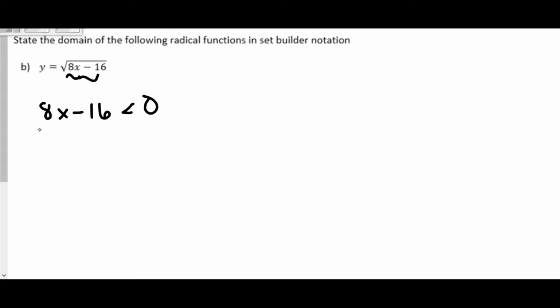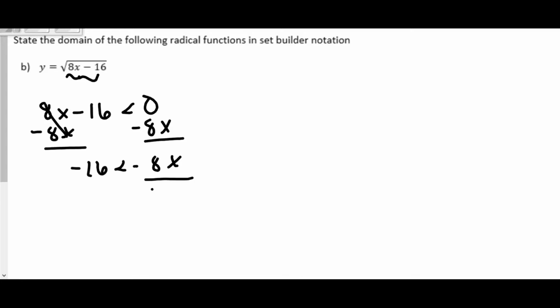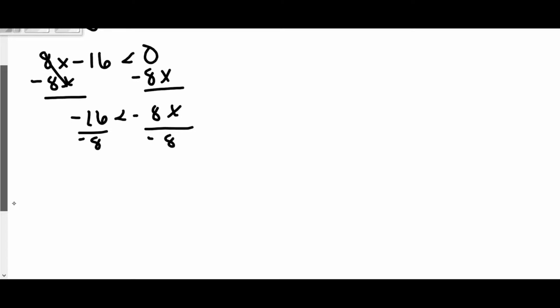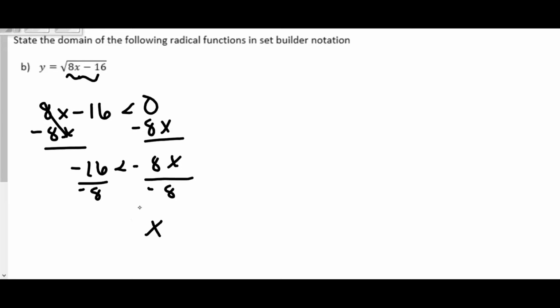So I'm just going to solve for x. I know that if I add 16 to both sides, I can avoid dividing by a negative. However, I want to divide by a negative just to show you how to handle it. So I'm going to subtract 8x from both sides. So that leaves me with -16 is less than -8x. And I'm just going to divide by -8. So you get x, however, it's a negative, so you have to flip it, is less than 2.